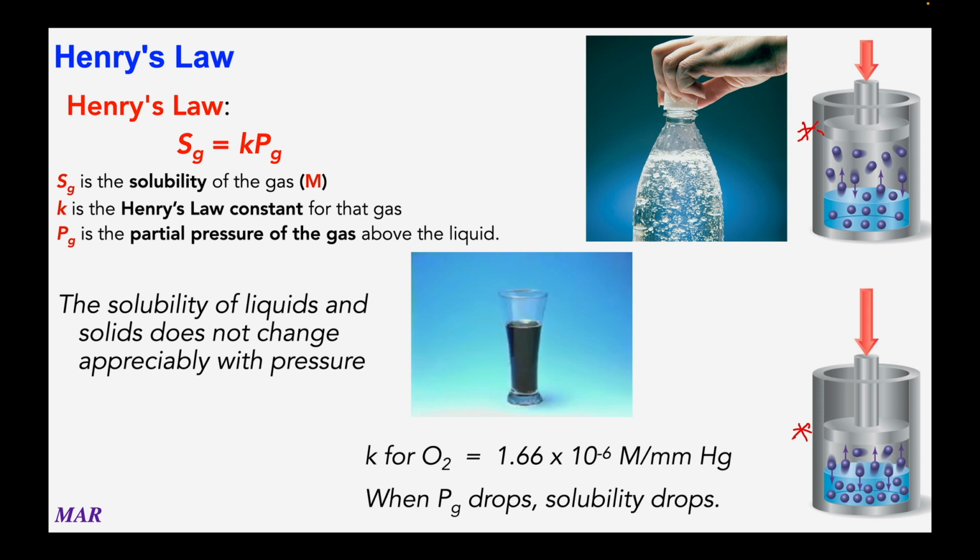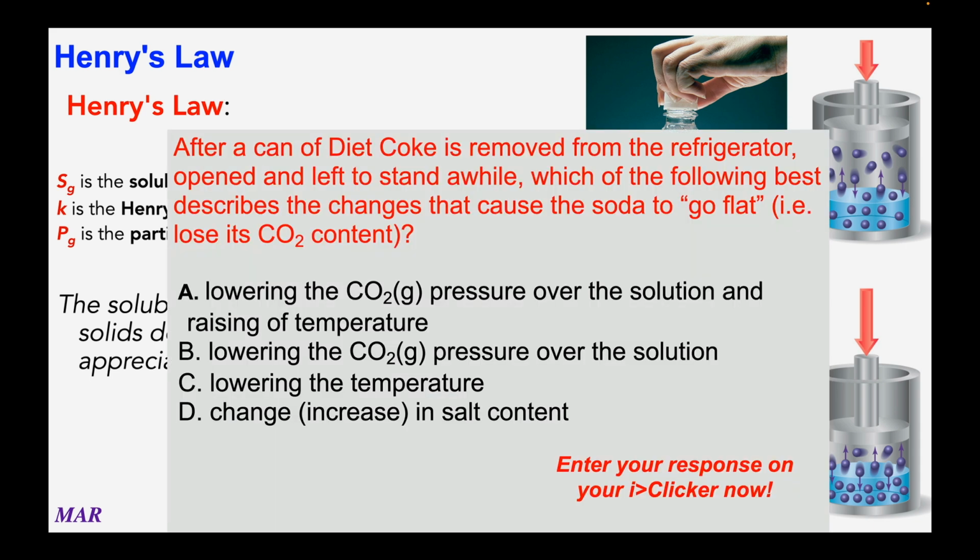You don't have as many gas molecules in the liquid, which is kind of interesting. There's an example of a Henry's law constant for oxygen, 1.66 times 10 to the minus 6 molar per millimeter of mercury. Millimeter of mercury is what the pressure of the gas is usually measured in. Remember, a millimeter of mercury and a torr are the same thing, and 760 millimeters of mercury equals an atmosphere. And the big M, the molarity then, is the solubility of the gas in the solution, which is kind of cool. So here's a kind of question you might see.